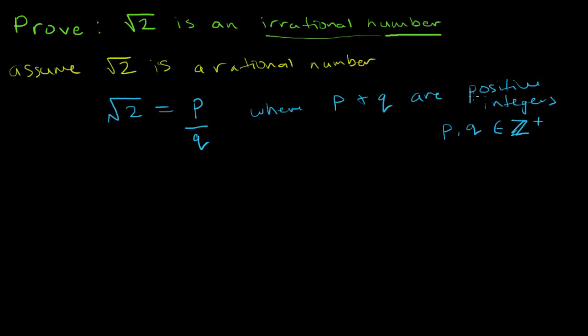The reason that they're positive is because root 2, we know, is a positive number. So it wouldn't make sense if either of these were negative, because we couldn't have the square root of a number being a negative number. That wouldn't make sense.